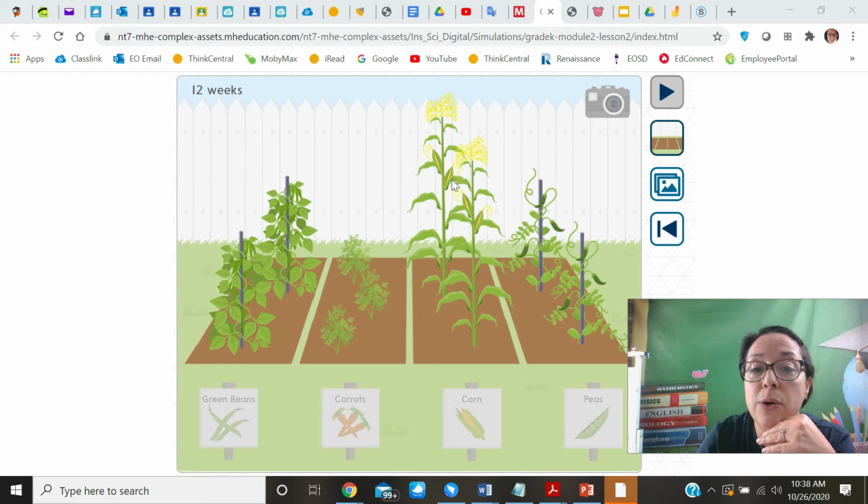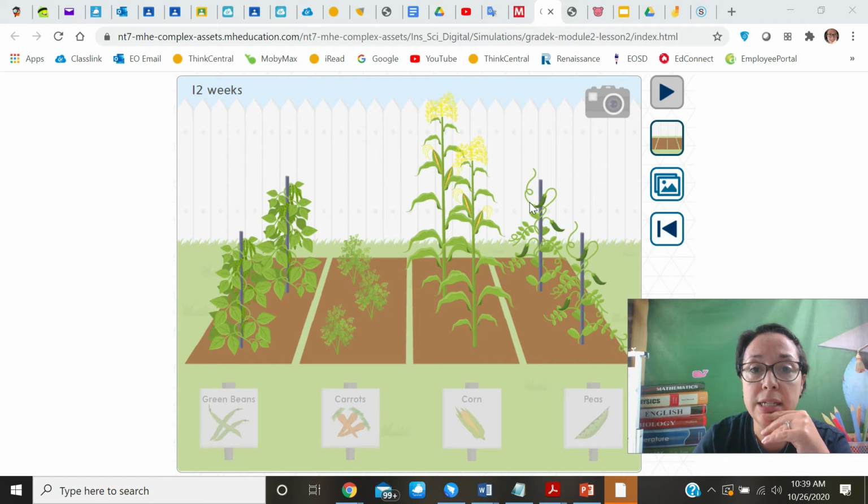So la zanahoria está creciendo bien alta y hasta veo flores arriba. And then the peas, los chícharos, I also see that they have grown in their little pea pods. So están creciendo en sus saquitos, que si lo abro voy a ver los chícharos. And they grew up on the sticks, and the green beans did also. The corn didn't need the stick because the corn has a very, very strong stem. So el maíz, aunque está creciendo bien alto, no necesitaba esos palos porque crece el tallo bien grueso y fuerte.